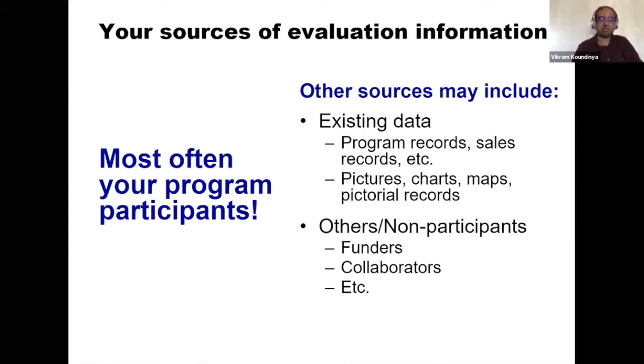So as we can see, most often our program participants are our data sources, meaning that we ask them and collect information from them, and that will become the primary data. And then there is secondary data, which is the information that's already existing in the form of program records, sales records, county reports, your predecessor reports, anything that's already documented. And then any visuals like pictures, charts that already exist. And the other sources from where you can collect your data, not only from your program participants directly, but funders, collaborators, and any other relevant stakeholders, so you can validate what you find from collecting from your primary clientele. Next slide, please.